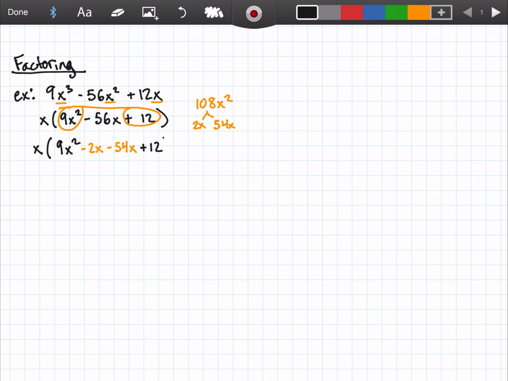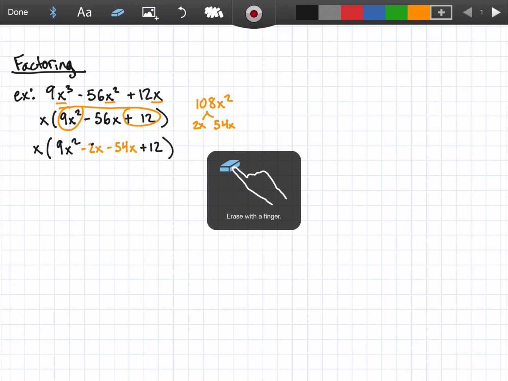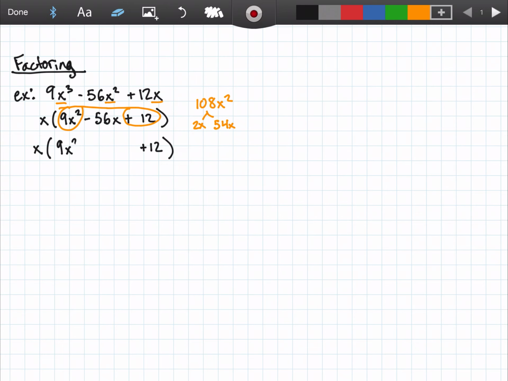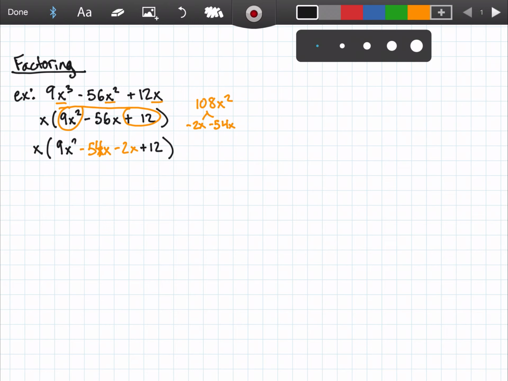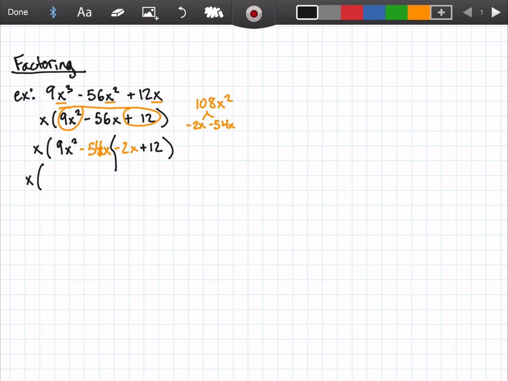plus 12. Okay, and it doesn't matter which order you write it. If you decided to do minus 54 and then minus 2, that's fine as well. And I actually think I might switch that because 54 and 9 would actually factor out a little bit easier. So I'm going to go minus 54x minus 2x.